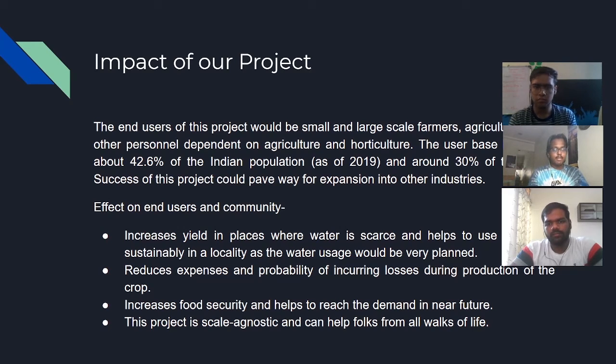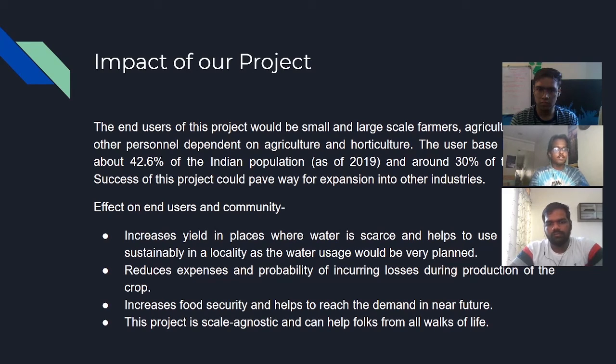And the second benefit is it reduces the expenses and the probability of incurring losses during the production of the crop, as everything is closely monitored, more than in the current system. The third benefit is it increases the food security to help reach the demand in the future.